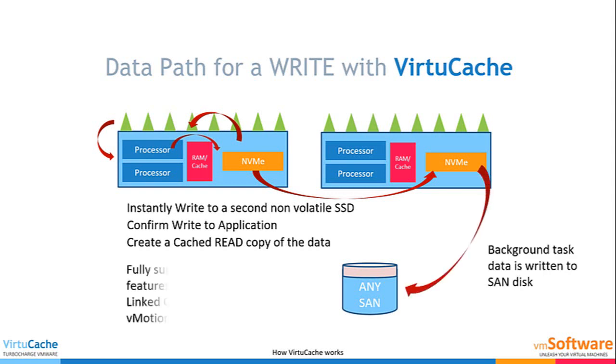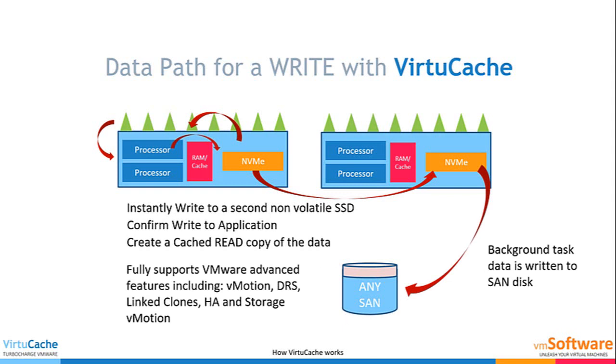Then what we do is in the background, we take the data that's been written to the NVMe, and in the background, we'll write it to the SAN disk. As you would expect from a solution developed specifically for VMware, we support all the advanced features like vMotion, DRS, link clones, high availability, and even storage vMotion.